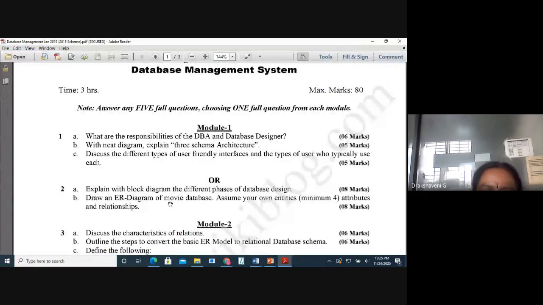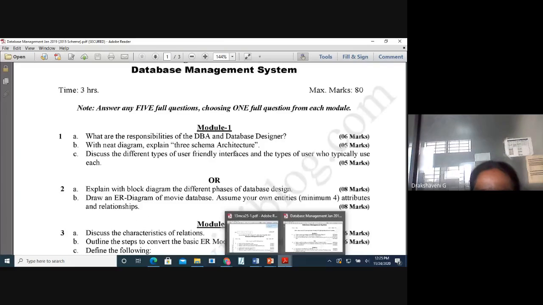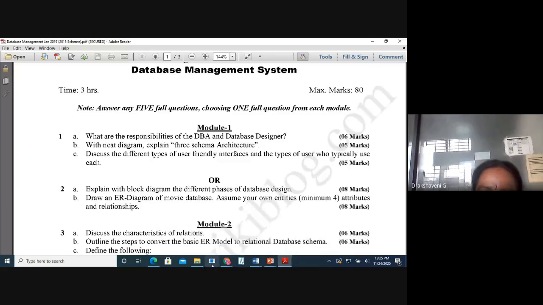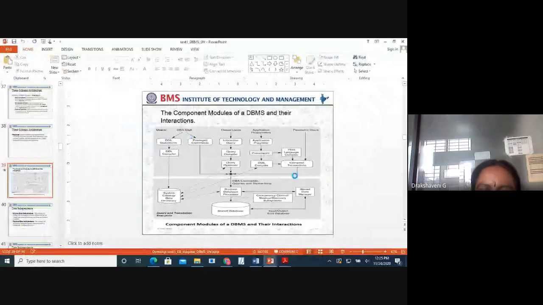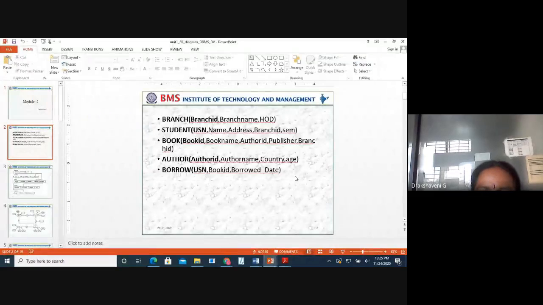Draw an ER diagram for a movie database. Assume your own entities. Minimum you should take 4, and attributes and the relationships. So the ER diagram: what we have seen in the ER diagram unit. How to draw an ER diagram? This is a branch. This is not the same but a similar one.